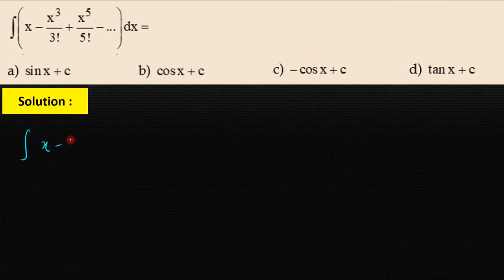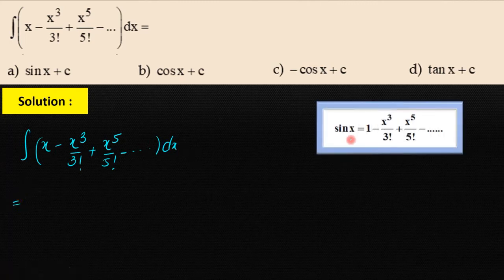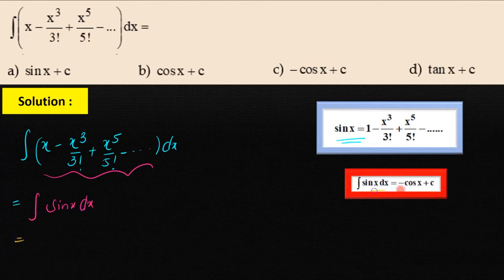Integral x minus x cube by 3 factorial plus x power 5 by 5 factorial minus and so on into dx is equals to, dear students, we know that the expansion of sin x is equals to x minus x cube by 3 factorial plus x power 5 by 5 factorial minus and so on. Here this is the expansion of sin x, so integral sin x into dx, that equals to, we know that integration of sin x is minus cos x plus c. Therefore the answer is option C.